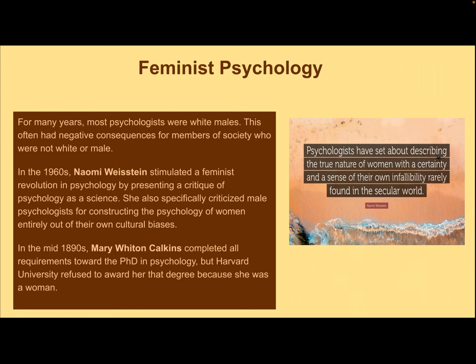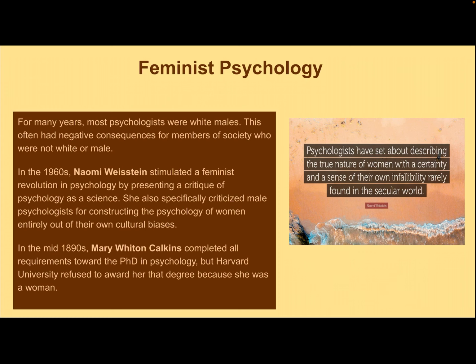An important quote that I personally really like from Naomi Weinstein is over on the right. It says, "Psychologists have set about describing the true nature of women with a certainty and a sense of their own infallibility rarely found in the secular world." I think what she means by this is that psychology is basically the only science that was describing things with such certainty and infallibility. Other sciences, the definition of science is that we need to keep testing things. We need to check things.